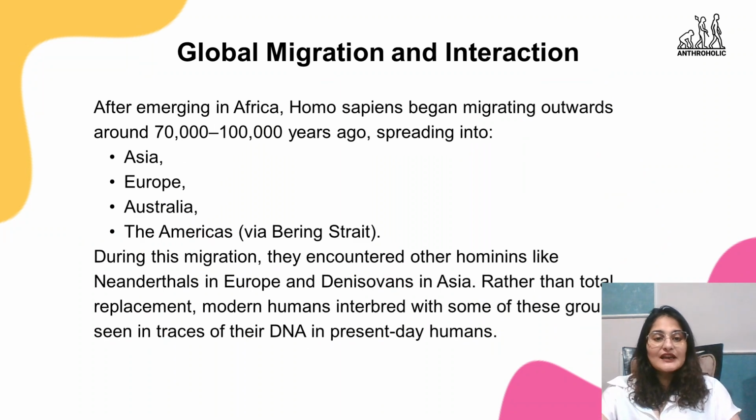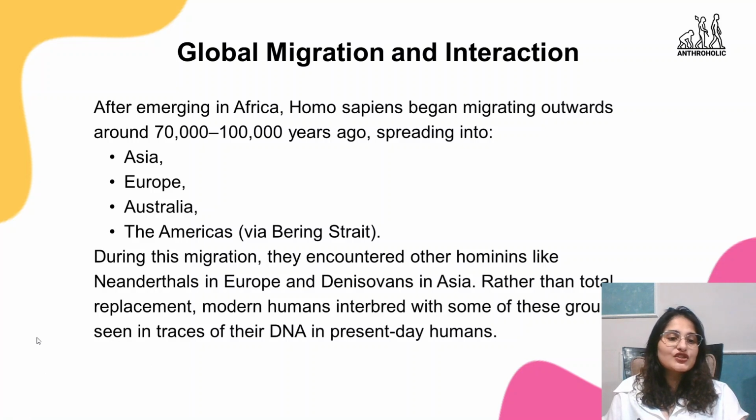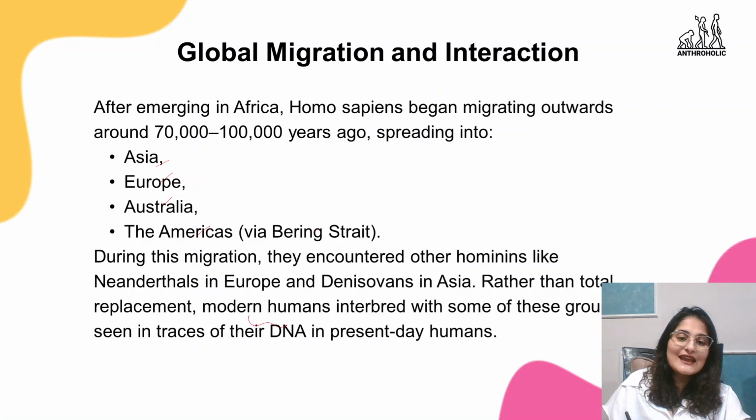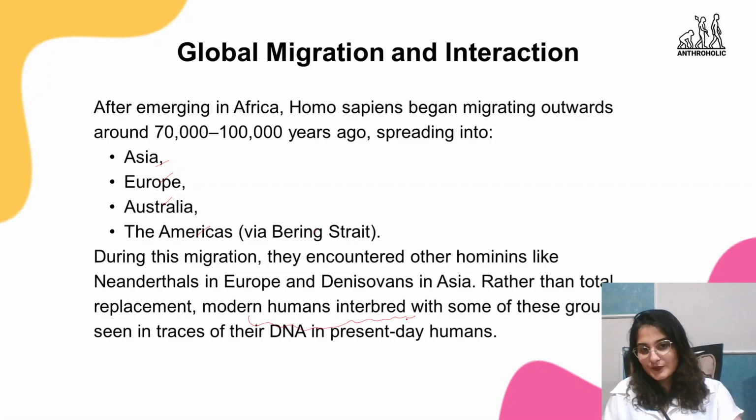Then there was definitely global migration and interaction. So after emerging in Africa, Homo sapiens began migrating outwards. This happened about 70,000 to 100,000 years ago. And then they started moving to Asia, Europe, Australia, and America. America was via the Bering Strait. Now, during this migration, they encountered other hominins also, like the Neanderthals of Europe and the Denisovans of Asia. So rather than total replacement, modern humans interbred with some of these groups.